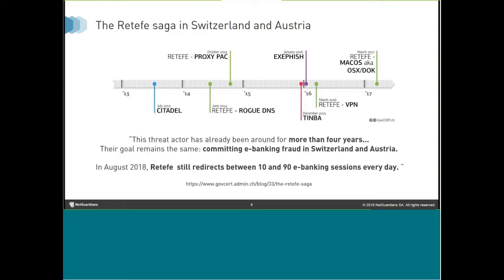Okay, but Switzerland and Austria are mostly affected, and this has been ongoing for about 4 years. However, it has now gone on to very many other countries.